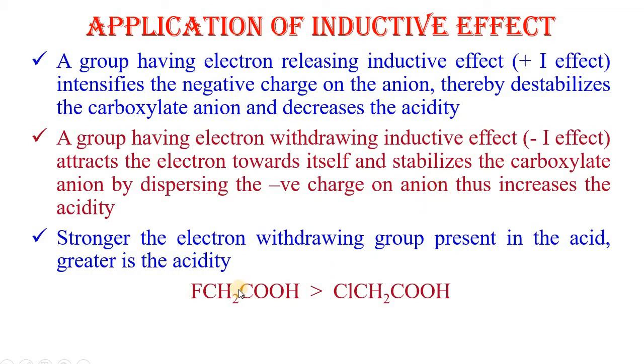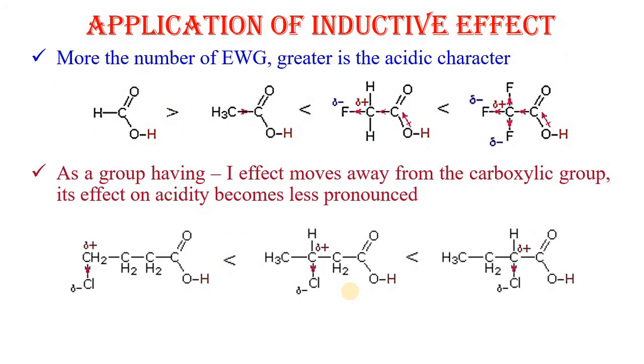For example, fluoroacetic acid and chloroacetic acid. Fluoroacetic acid is a stronger acid compared to chloroacetic acid because fluorine has greater electronegativity compared to chlorine. That's why fluorine shows stronger -I effect compared to chlorine. More the number of electron withdrawing groups, greater is the acidic character.